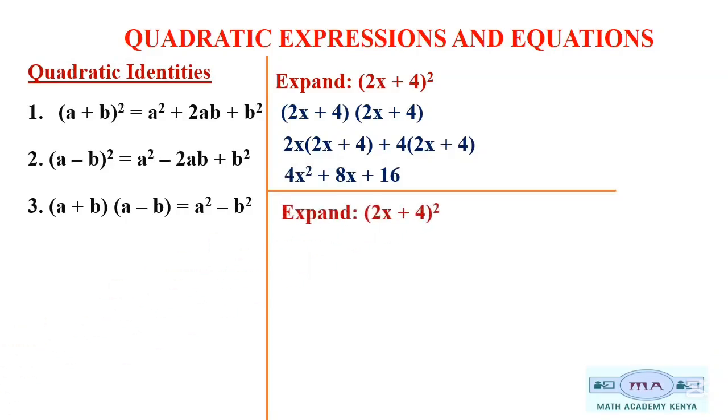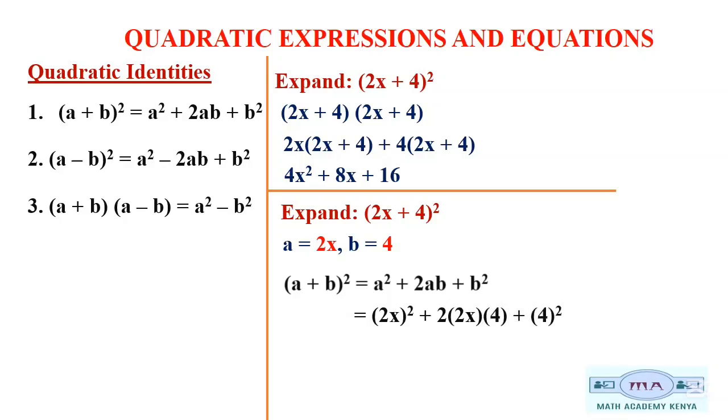We can see that 2x plus 4 conforms to quadratic identity number 1. Since it conforms to identity number 1, we first identify our variables. We have 2x as a, then b is 4. So placing them into the first quadratic identity, where we have a, we place 2x, and where we have b, we place 4, we are going to have a squared plus 2ab plus b squared.